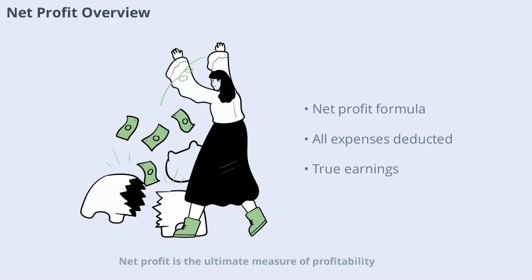Net profit is the ultimate measure of profitability. It's what remains after all expenses, including taxes, interest, and one-time charges, are deducted from revenue. Net profit shows the true earnings of your business and is often used to assess overall financial health. A positive net profit means your business is not only covering costs, but also generating value for owners and shareholders. In the following scenes, we'll explore how to analyze profitability ratios and what they reveal about your business's performance.